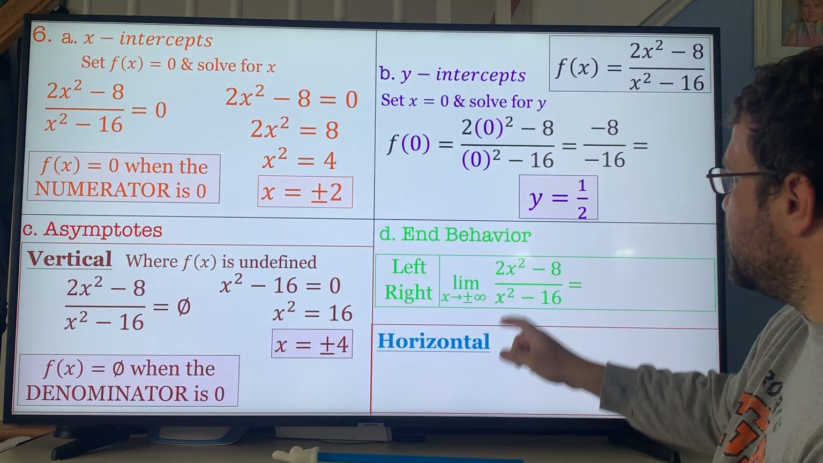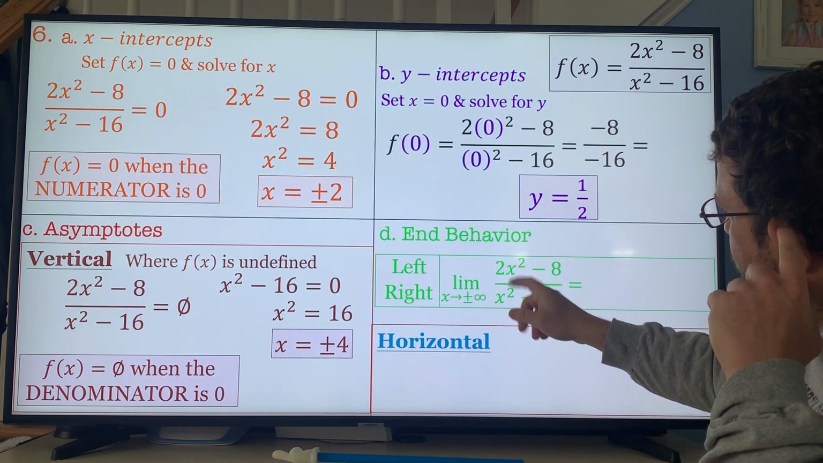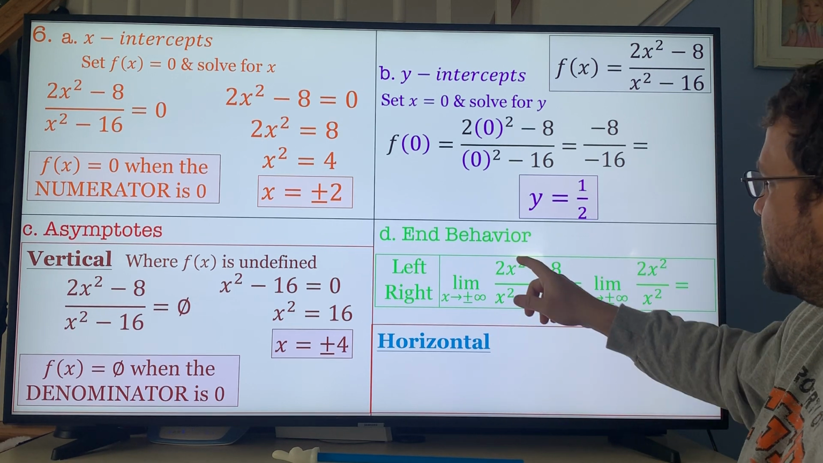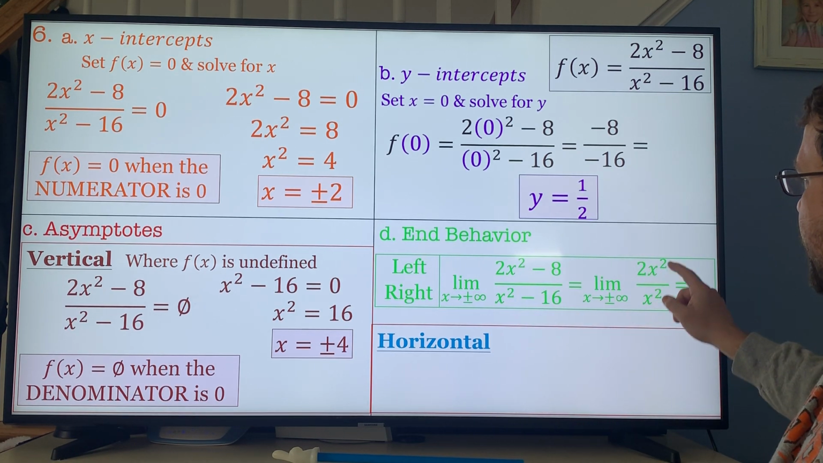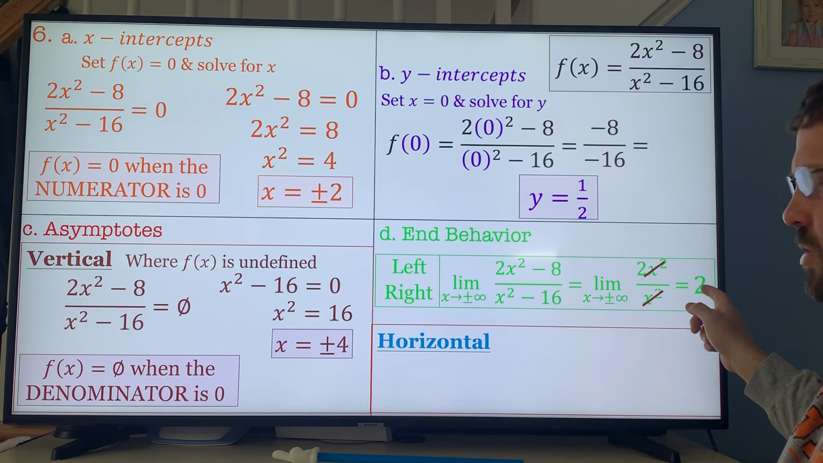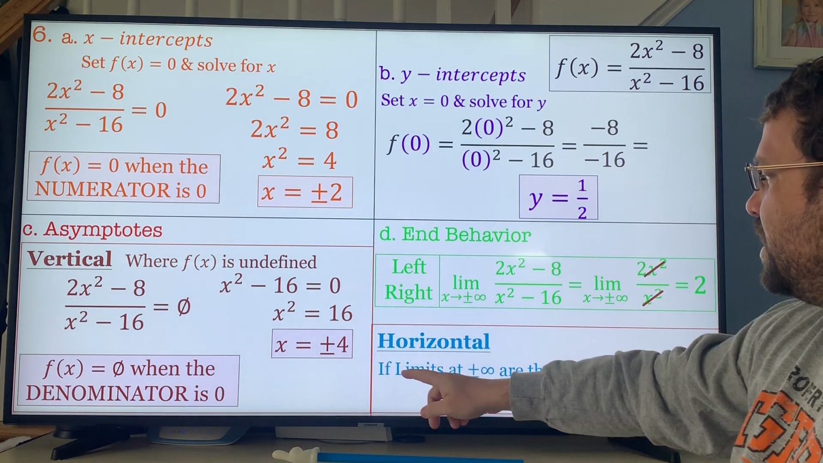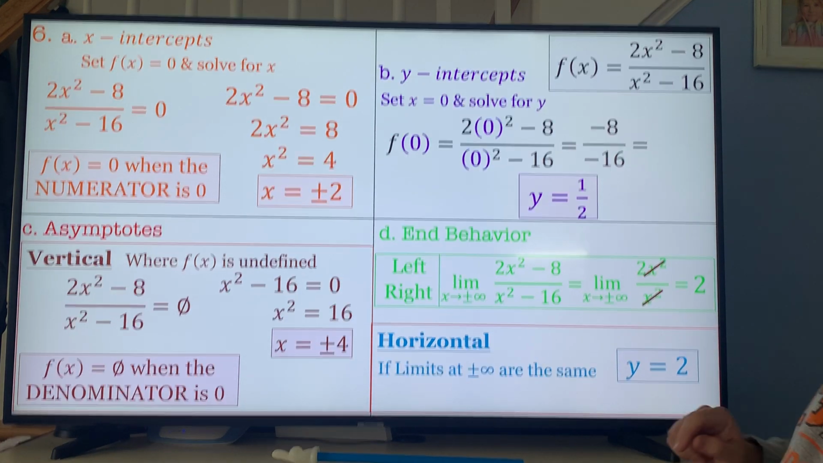Let's see if there's a horizontal asymptote. If we can get a number out of here, we take the highest degree terms, using L'Hopital's rule. Look at that, the x squareds cancel out, and our answer is 2. Again, just coincidence. Since they are the same, our answer is y equals 2.